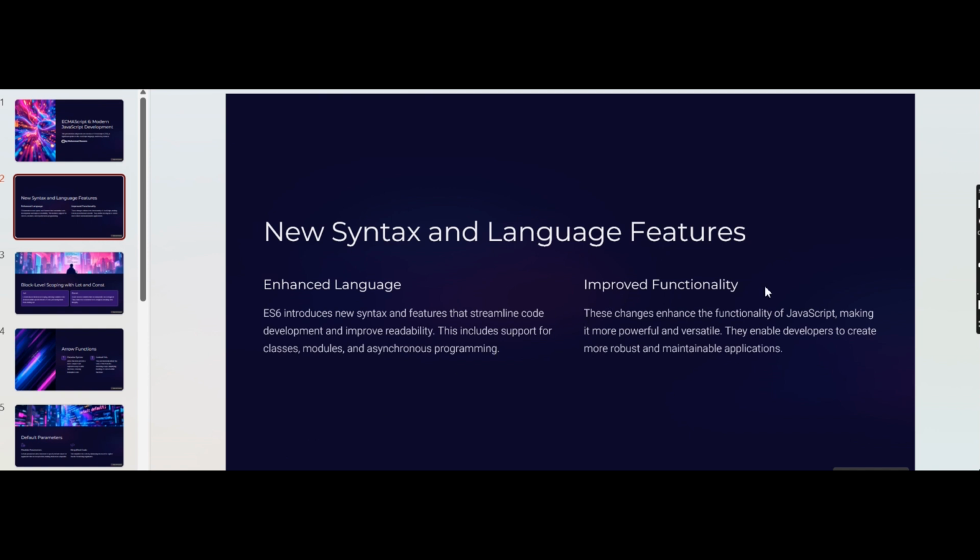Next, we have improved functionality. These changes enhance the functionality of JavaScript, making it more powerful and versatile. They enable developers to create more robust and maintainable applications. As I said earlier, ECMAScript 6 provided an enhanced JavaScript language. With all these concepts, the functionality of JavaScript improved, and this eventually led software developers to create more robust software and maintainable applications.